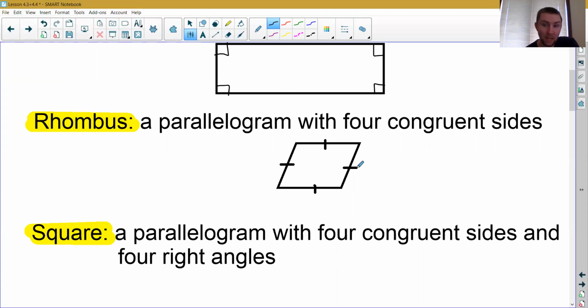We don't know anything about the angles until we get to our properties, and then we'll talk about those a little bit. But the definition of a rhombus is just that it has to have 4 congruent sides. All sides have to be congruent or equal in length, okay?